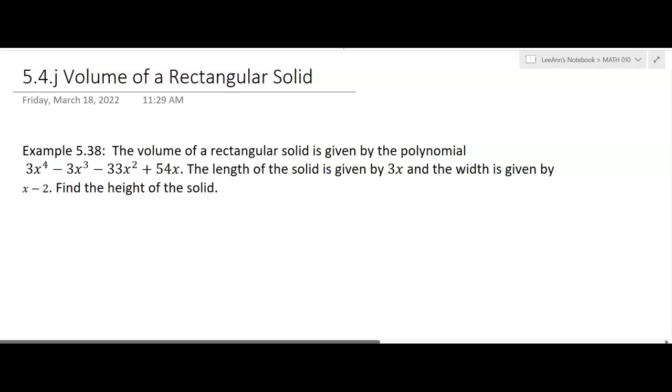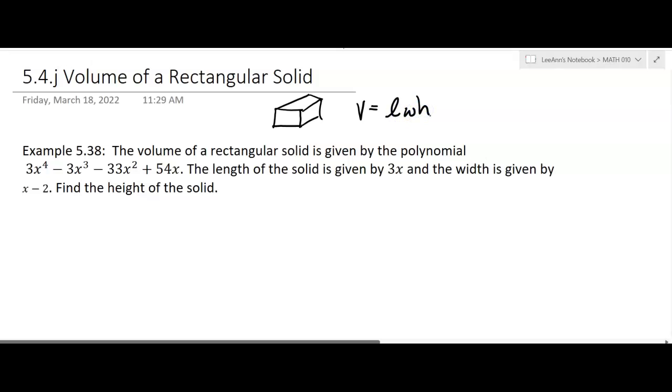Okay, so we have one last video with an application problem, so something maybe in the real world. The volume of a rectangular solid. Now, a rectangular solid is like a box. I think we've seen those before. A box has length, width, and height. So the volume of a rectangular solid is the length times the width times the height, just so that we know that.